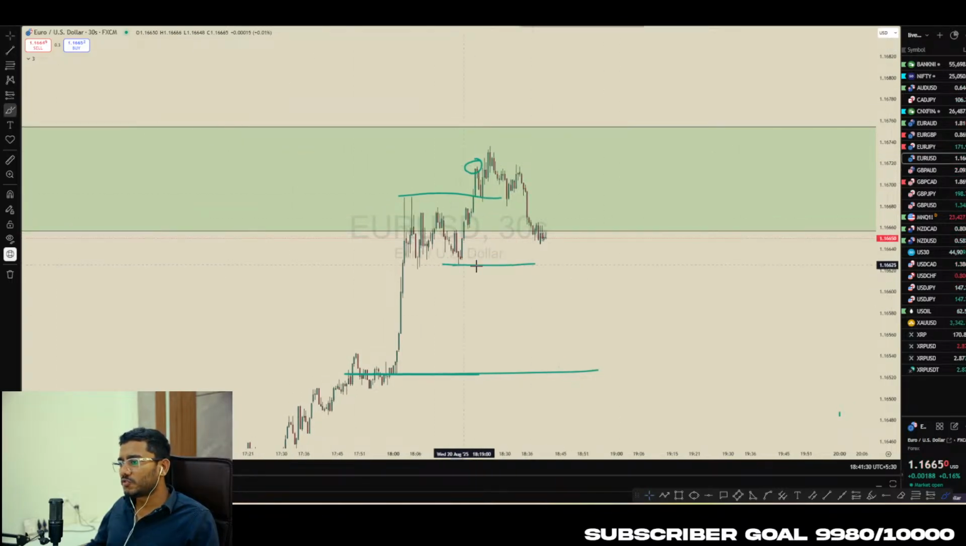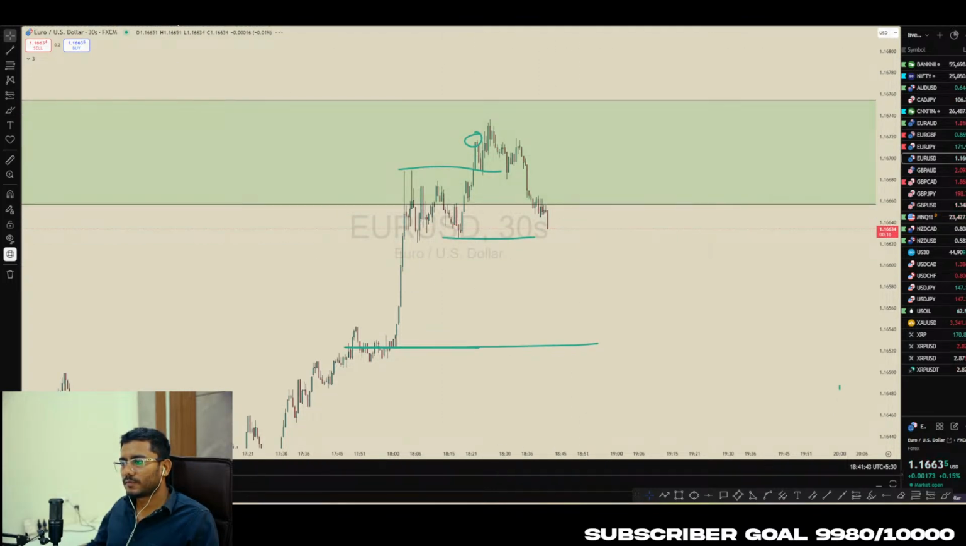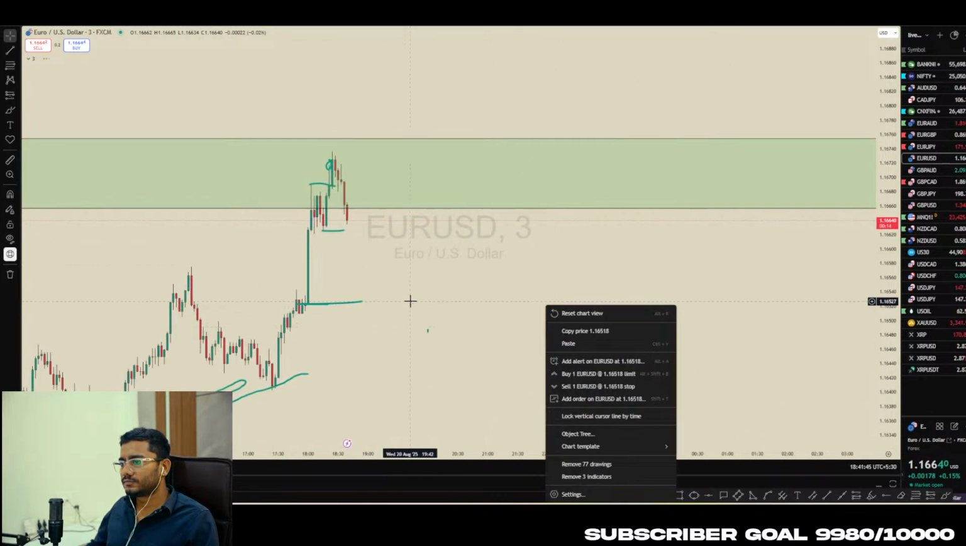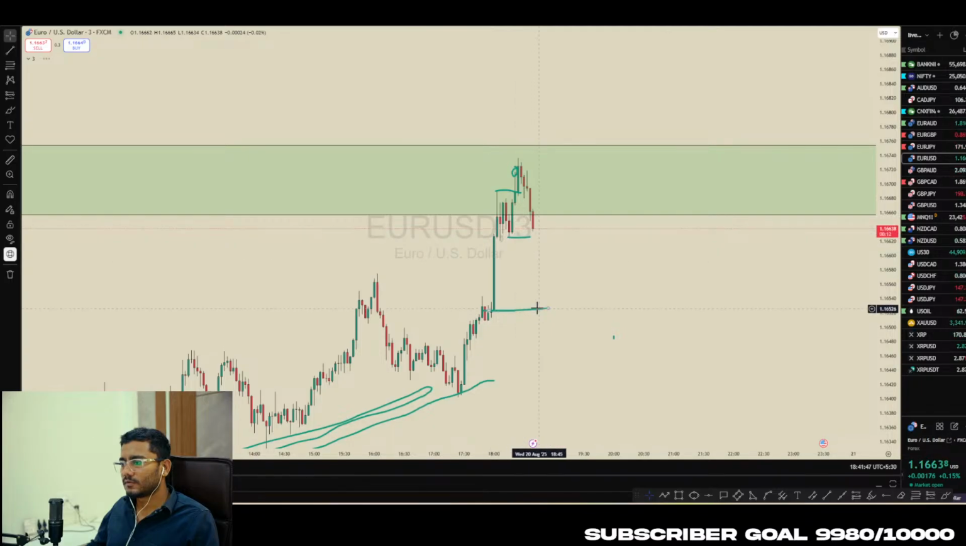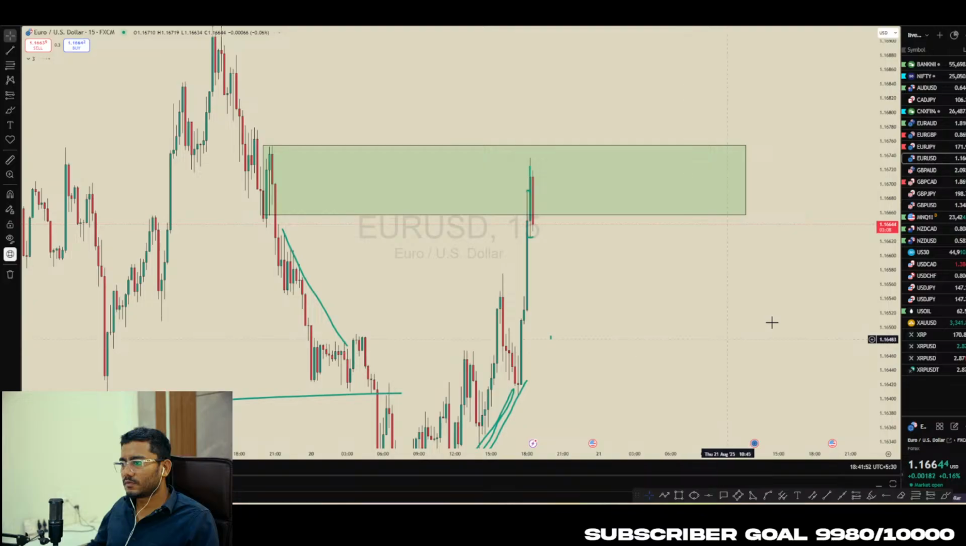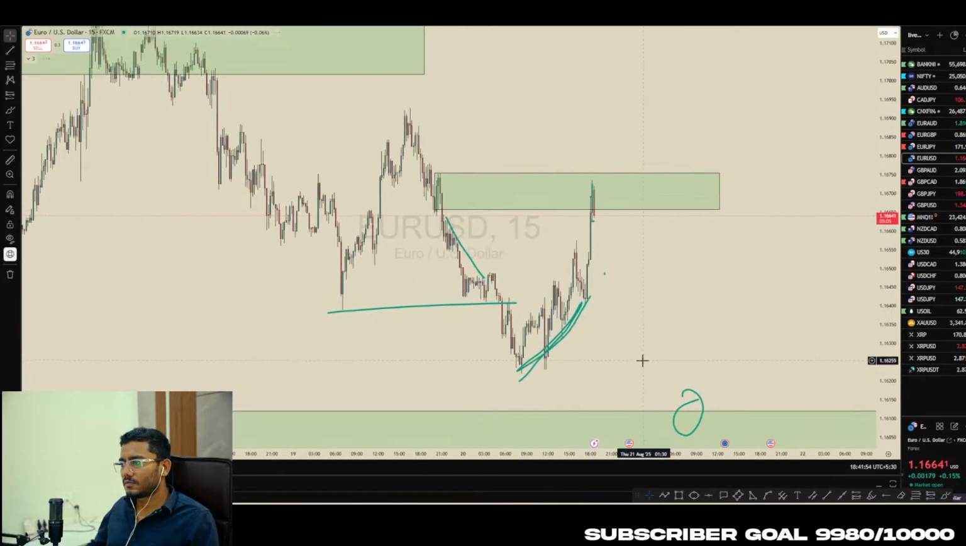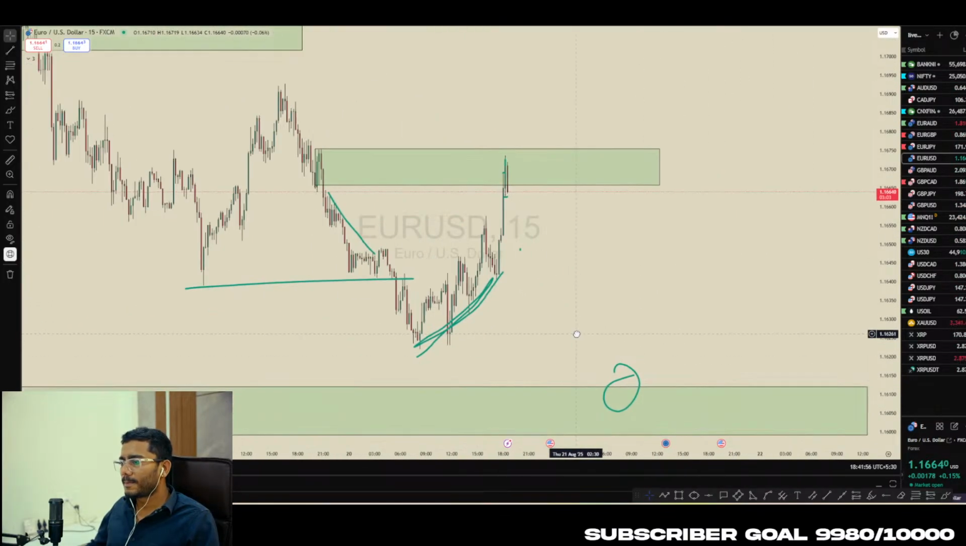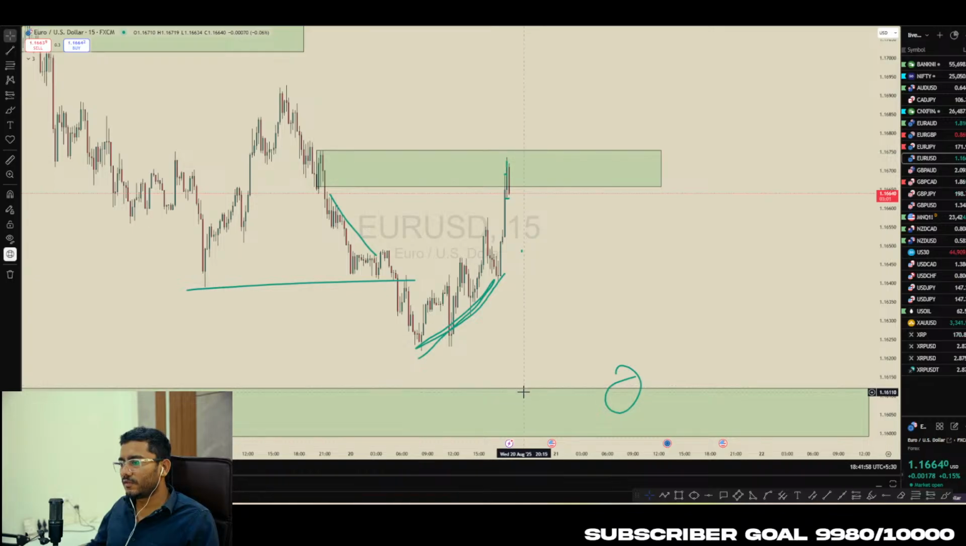So we want price to break this low, because what can happen is, this low has induced the structure, created a new high, then it can continue. So we want price to break this low. We can target the next lows. We have this order block also.